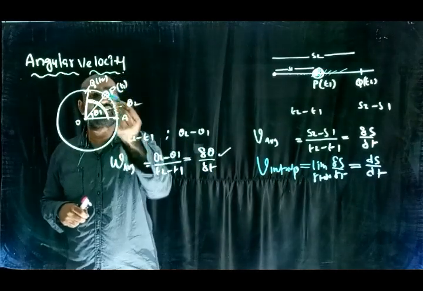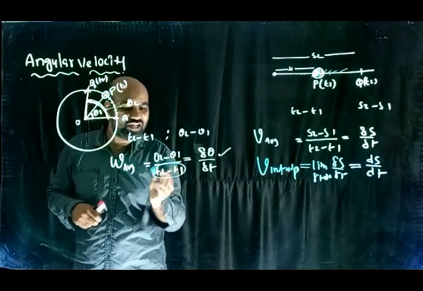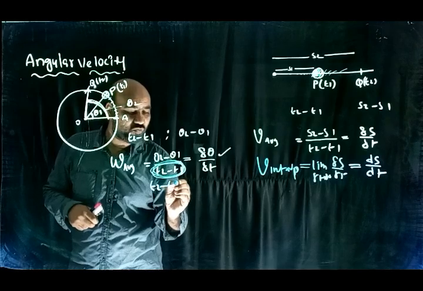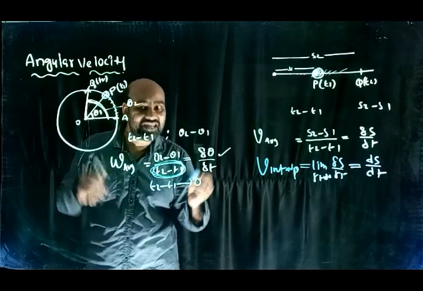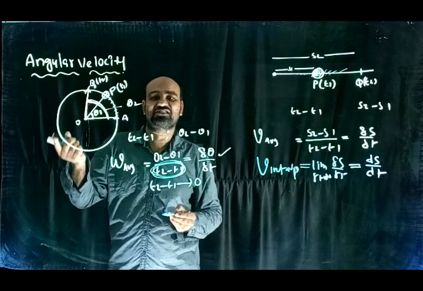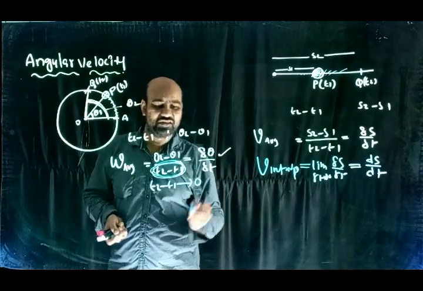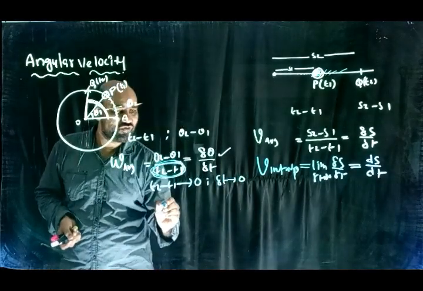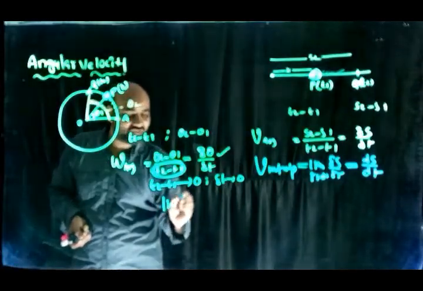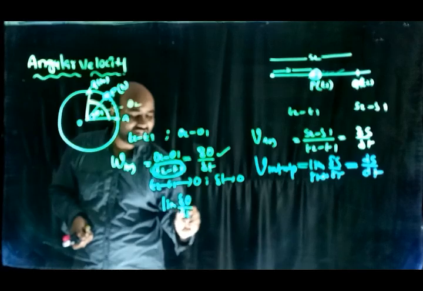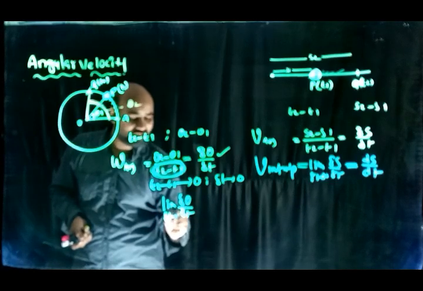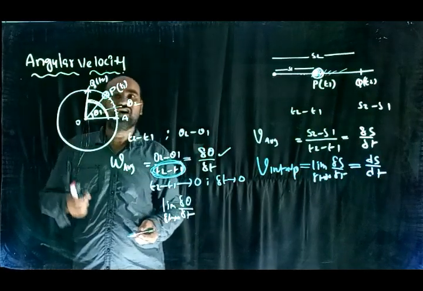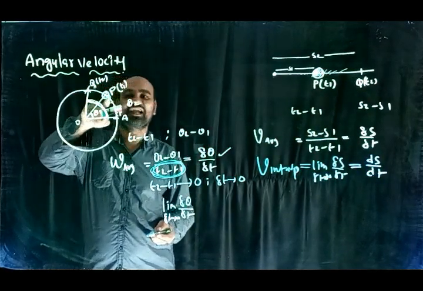What does P instance mean? This should be tending to 0. Theta 2 minus theta 1 tending to 0, at that instant we should find how fast theta is changing. This is nothing but delta t tending to 0. Therefore, the limiting value of delta theta by delta t as delta t tends to 0 is called the instantaneous angular velocity of the particle at P.